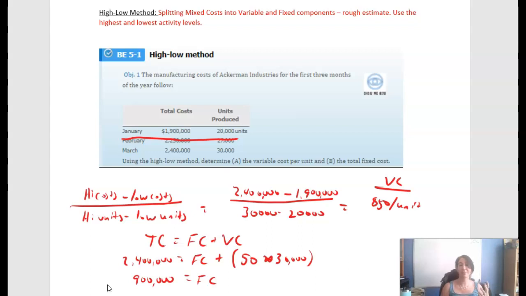So what I've done is I've separated mixed costs into fixed and variable pieces so that I can do projections and the things that we're going to be doing, which are break-even analysis and target profit and so on. So here we go. You've got your variable piece, $50 per unit, and you've got your fixed of 900,000.